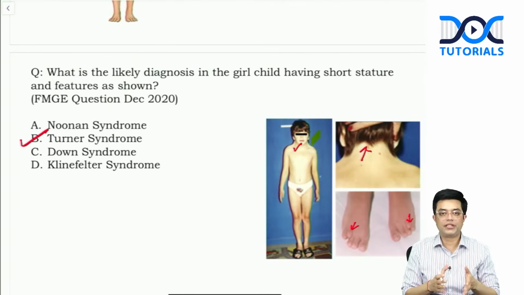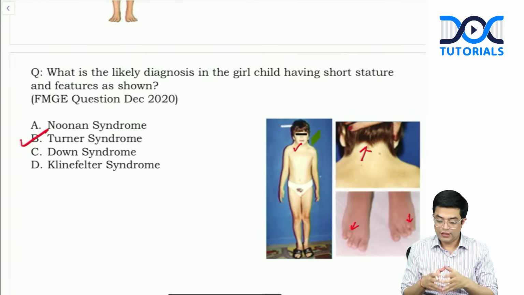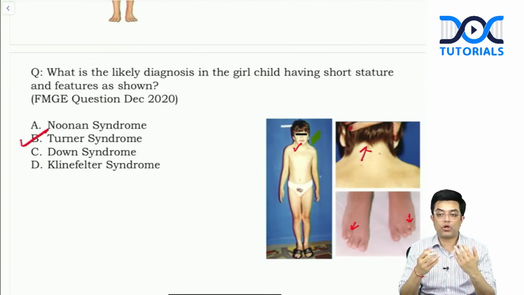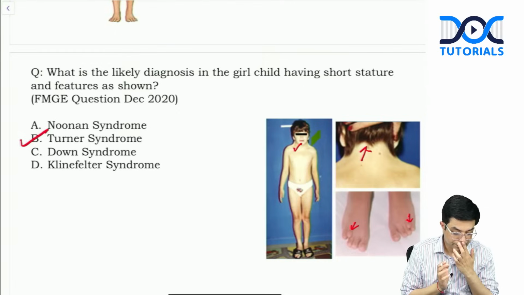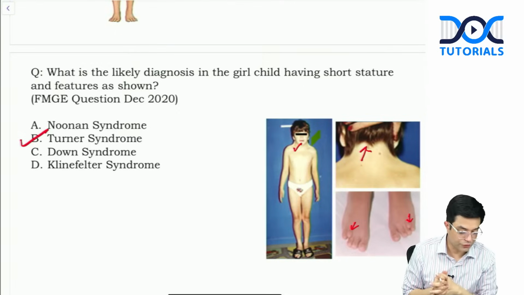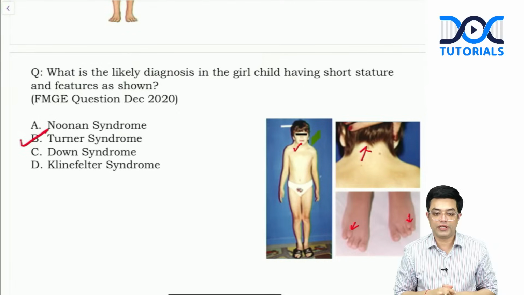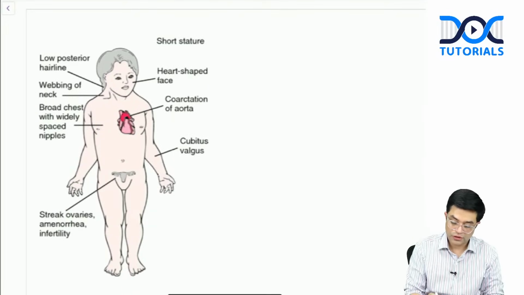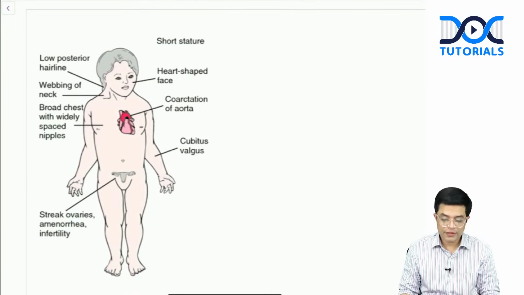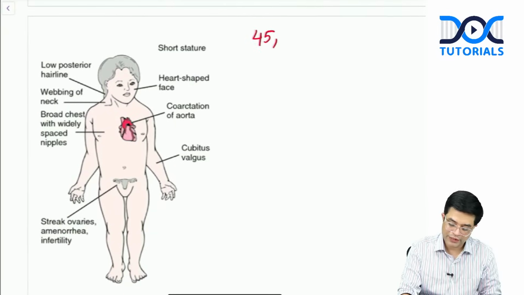So, short stature, webbed neck, hypoplastic widely spaced nipples, low posterior hairline, coarctation of aorta, short fourth metacarpal and metatarsal, they all fit into the diagnosis of Turner syndrome. Most of you are answering it absolutely correctly. So, these are the correct features of Turner syndrome. The genotype is 45XO.